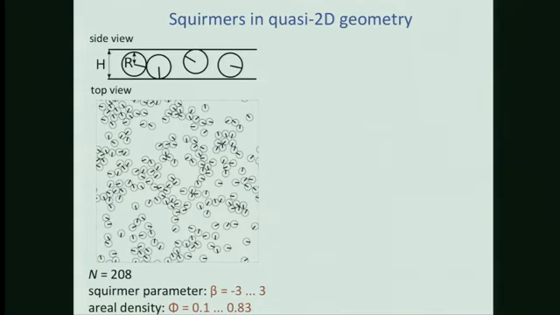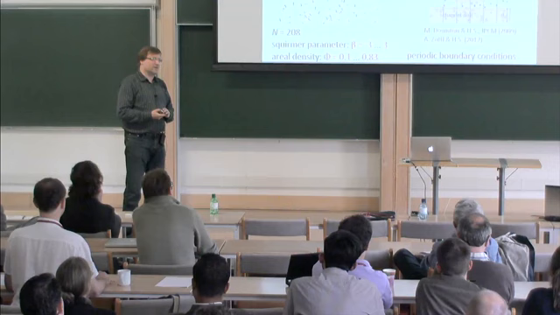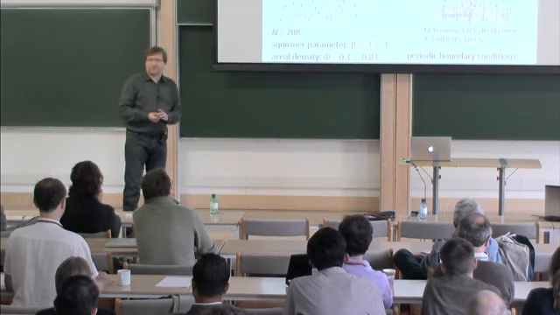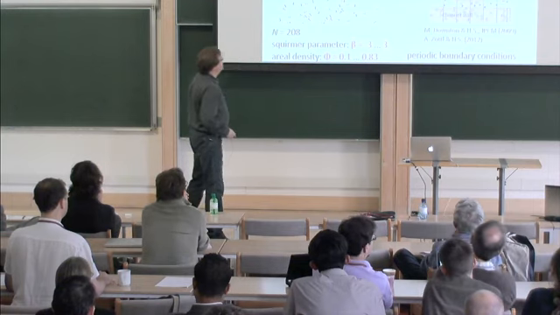We have 208 swimmers, and these are our parameters. This is the areal density, which has a range from 0.1 to 0.83. And then we determine the fluid motion around the squirmers. We do that with a method called multiparticle collision dynamics, which I don't want to explain at all here. It's a particle-based method, which, for me, is basically a solver of the Navier-Stokes equation in a very rough manner.